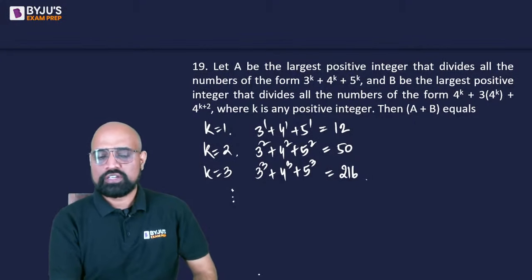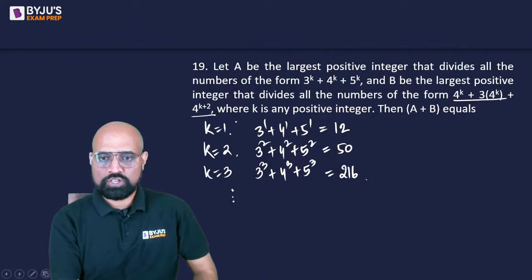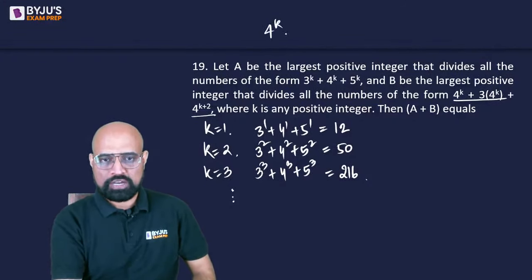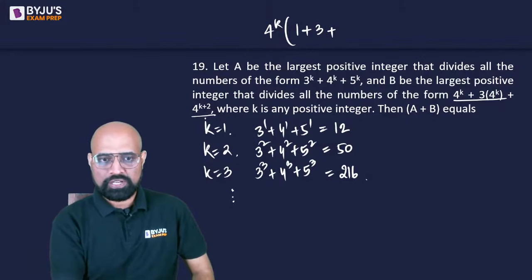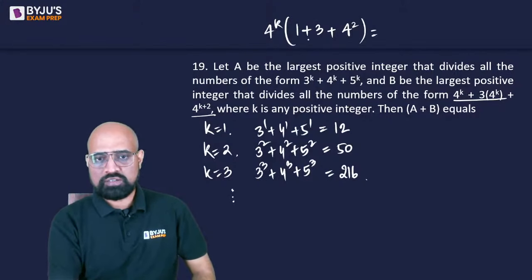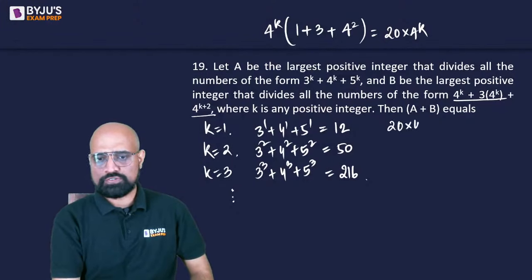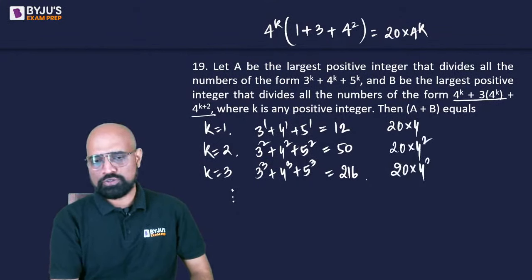This is good enough. Okay, if I'm going to put the same thing in the next expression, what I'm going to do is 4 to the power k is common now. So I'm going to take out 4 to the power k outside. So I'll be left with 1 plus 3 plus 4 square. So 16 plus 4, 20 into 4 to the power k here. So if I put k is equal to 1, this is 20 into 4. If I put k is equal to 2, this is 20 into 4 square. Next one is 20 into 4 cube.